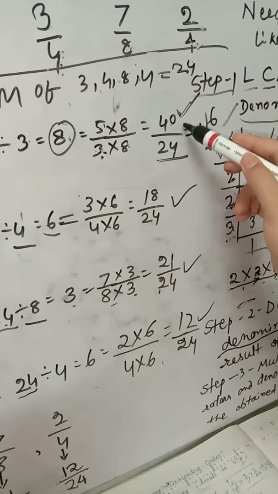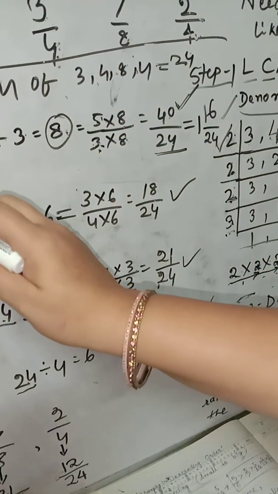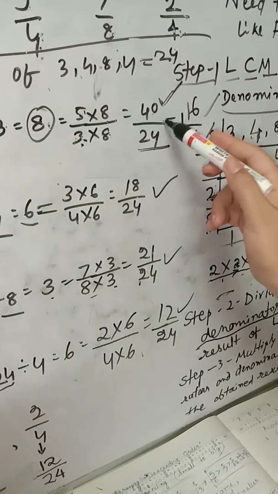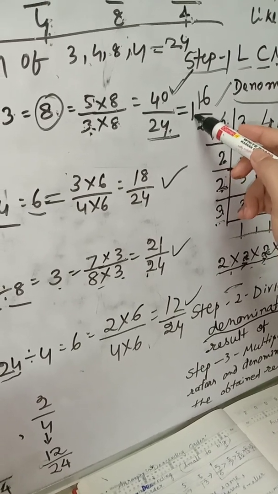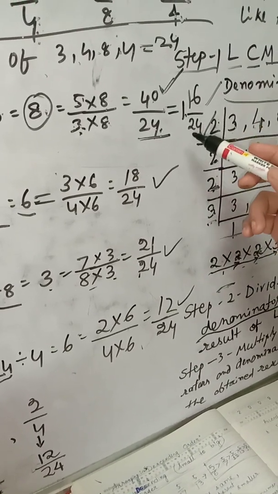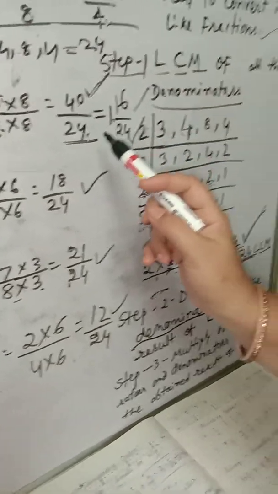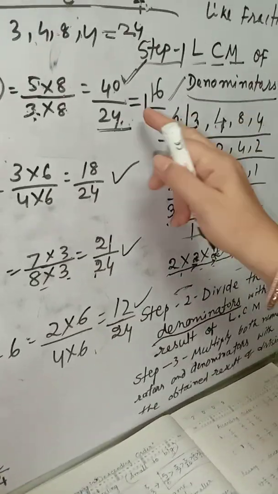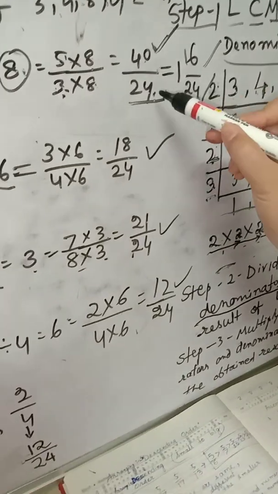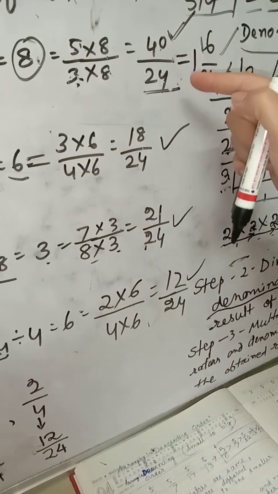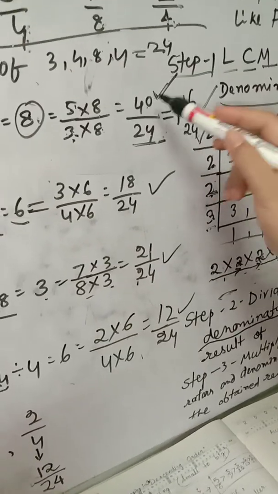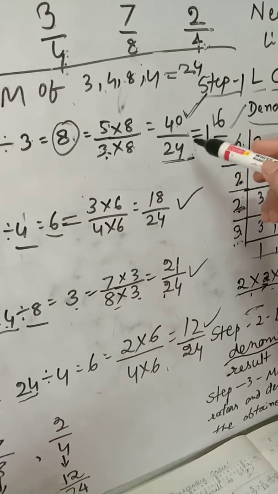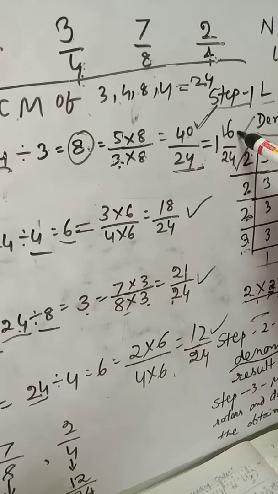But this is also improper, so its result is also an improper fraction. So we will convert it, as it would be easy to put in descending or ascending order. So we have to convert the improper fractions into mixed numbers. How to do? See, 24 1 jar 24. Now 40 minus 24 is equal to 16.